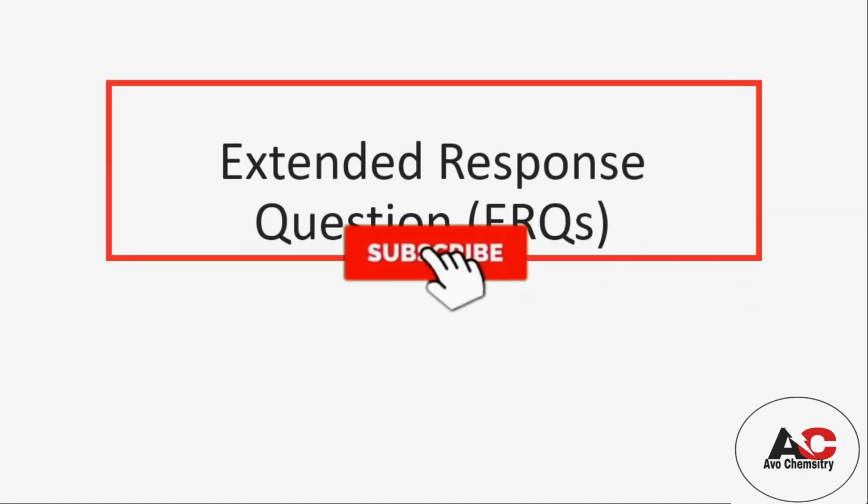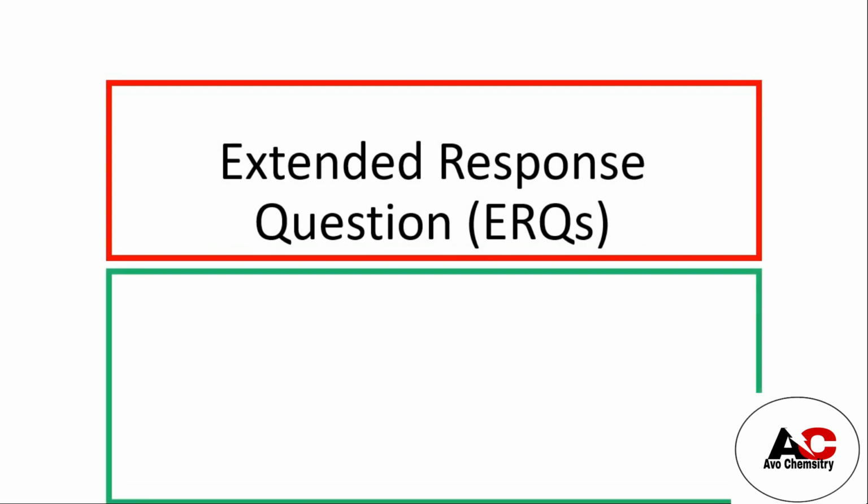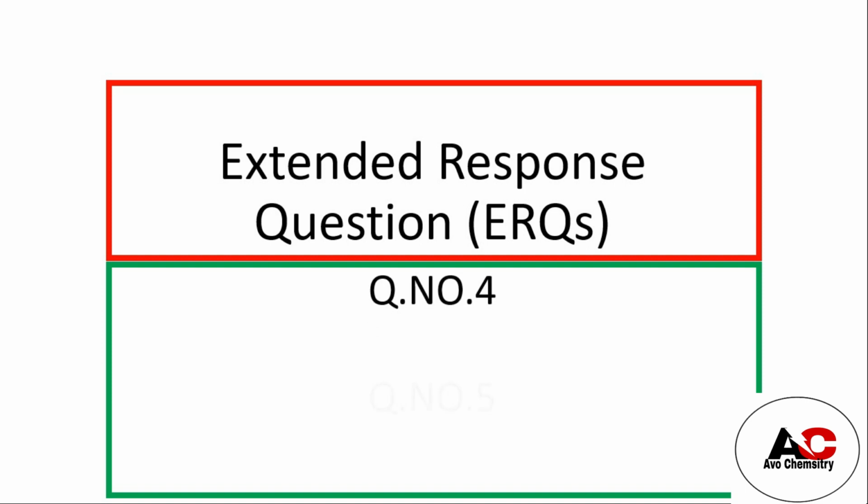Now section D. Extended response questions, ERQs. They are actually the long question answers. Section D are actually the long question answers. 3 questions will be given to you. Question number 4, question number 5 and question number 6. You have to attempt any 2 questions out of 3. This is the sample of E-sheet to attempt the long question answers.